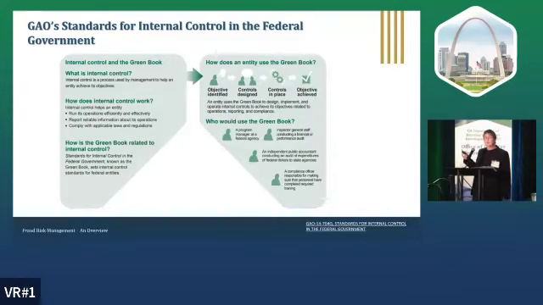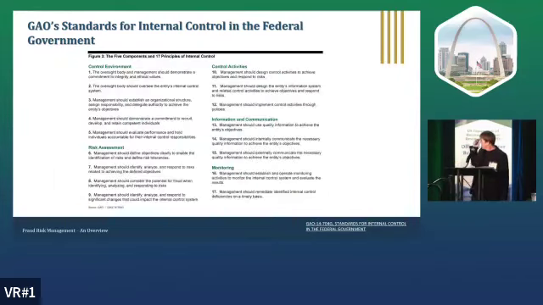This was originally made for the federal government, but my gosh, it's such a wonderful thing. Hopefully you go back home and pull it up and use it because it talks about how important internal controls are to your organization. It has 5 principles and 17 steps. The 5 principles revolve around the control environment, which is your culture, your tone, your ethics.